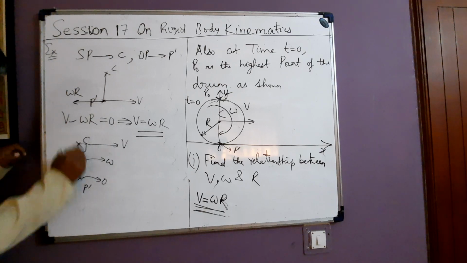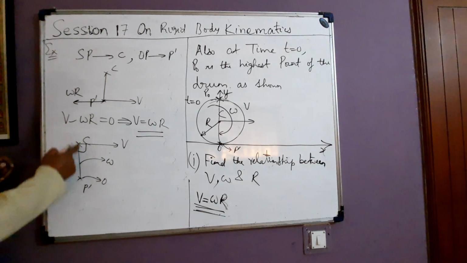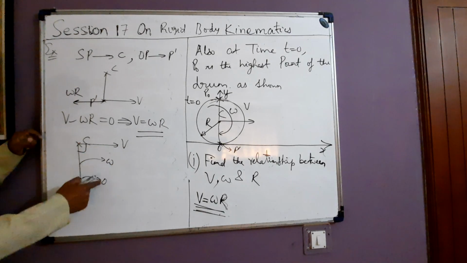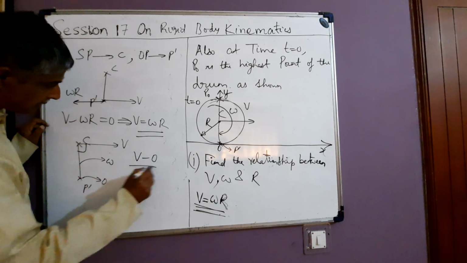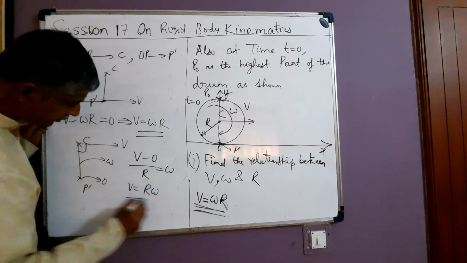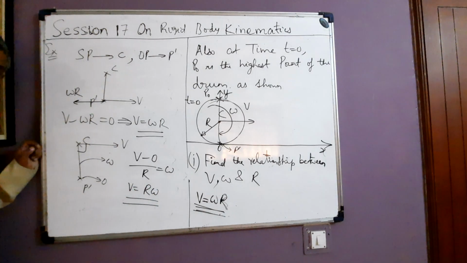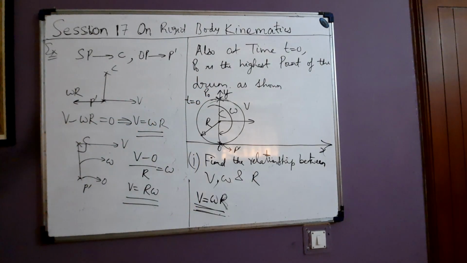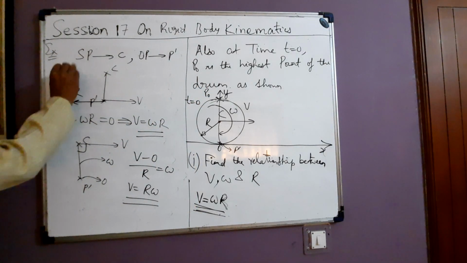And V is at right angles to line CP dash. Angular velocity of this line is relative normal speed by separation. Relative normal speed will be V minus 0, by separation R, that is omega. V is also equal to R omega. Okay, so one thing has been found. Now I'll rub this one.